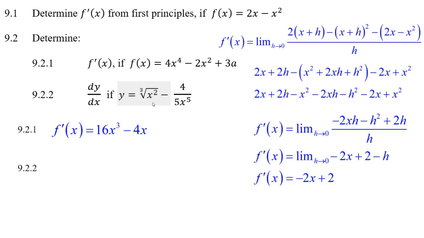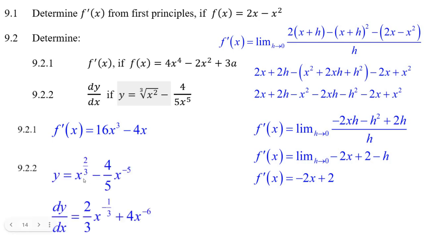Now, the next question, it's 4 marks, and it's so easy if you know what to do. The first thing is you've got to put this in the right form. We're supposed to find the derivative. You got to make it x to the 2 over 3. That little 3 there goes in the bottom. That's a mark.